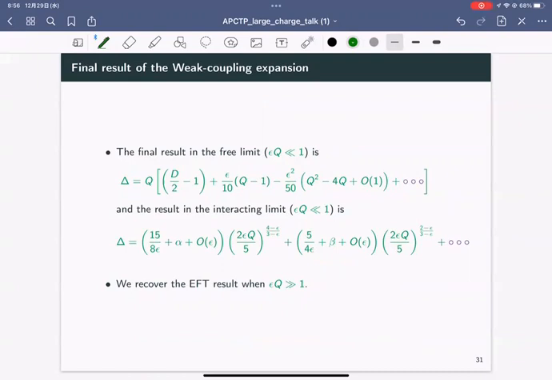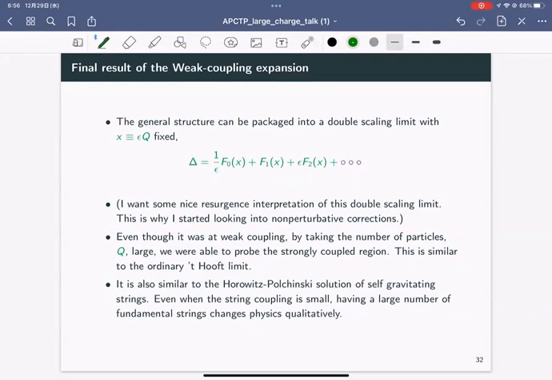For weak coupling, meaning epsilon times Q much less than one, it looks like Feynman diagrams, while for epsilon times Q much greater than one, it looks like effective field theory. And that's the final result. The general structure can be packaged into a double scaling limit where X is equal to epsilon times Q, held fixed. The result is some smooth function of X, but it has two behaviors when X is much greater than one and when X is much less than one.